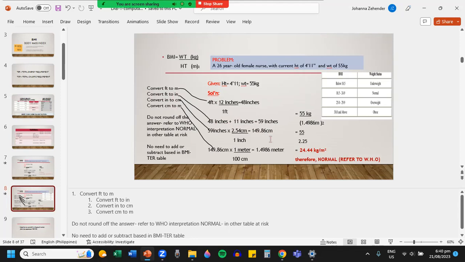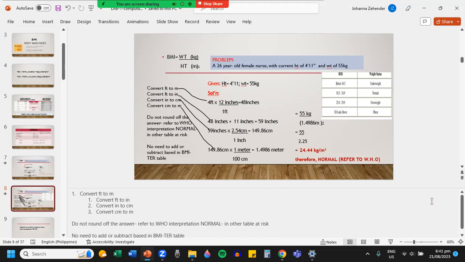Okay, so if we compute for the BMI, we start with the weight. The given weight is 55 kilograms. And then we divide it by the height of the patient in meters, but then we have it squared. Okay, so we would arrive with the answer of 24.44. Now, if we base it on the BMI chart, according to the WHO, since this is normal, we consider this normal. Okay, so it falls within the range of 18.5 to 24.9. Okay, that's normal.